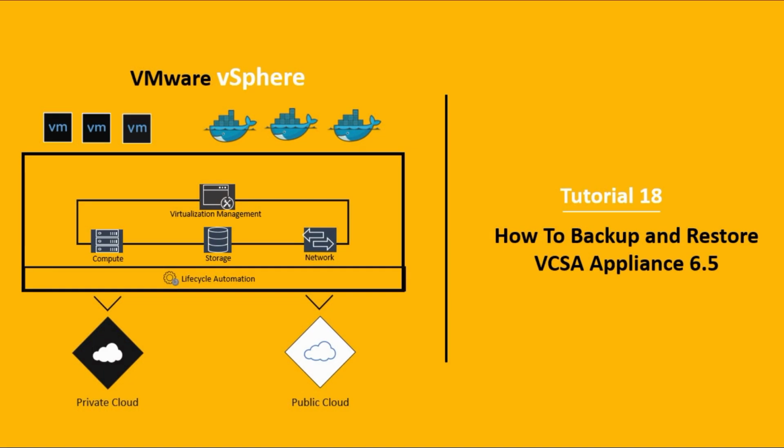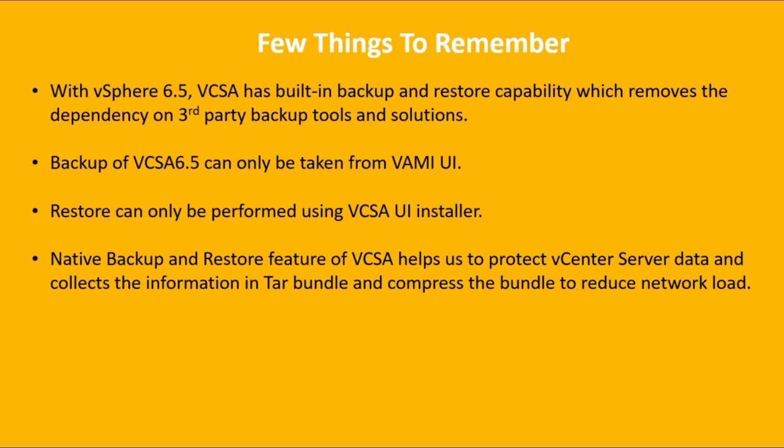In this lab, we will be discussing protecting our vCenter Server appliance using the native backup and restore feature available in vCenter Server Appliance 6.5. With vSphere 6.5, VCSA has a built-in backup feature which removes the dependency on third-party backup tools to back up and restore vCenter Server appliance. Backup of VCSA can only be taken from the Appliance Management Interface or WAMI page, whereas restore can only be performed from the VCSA UI installer.